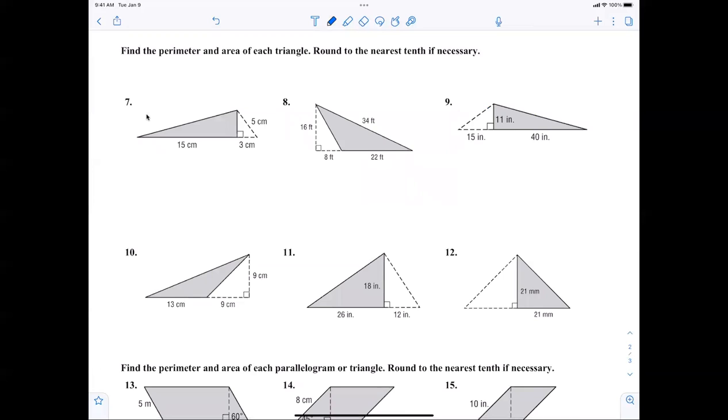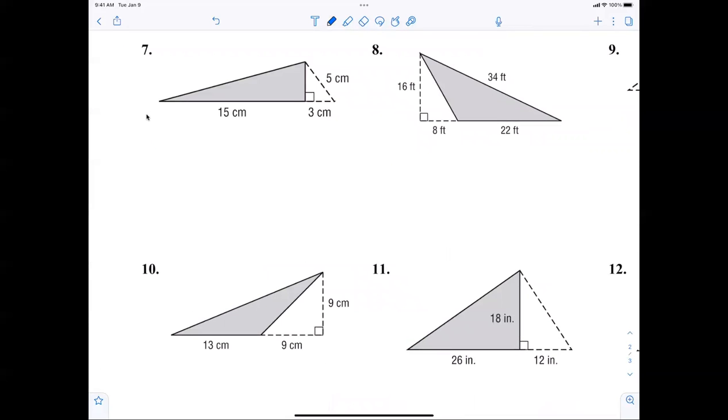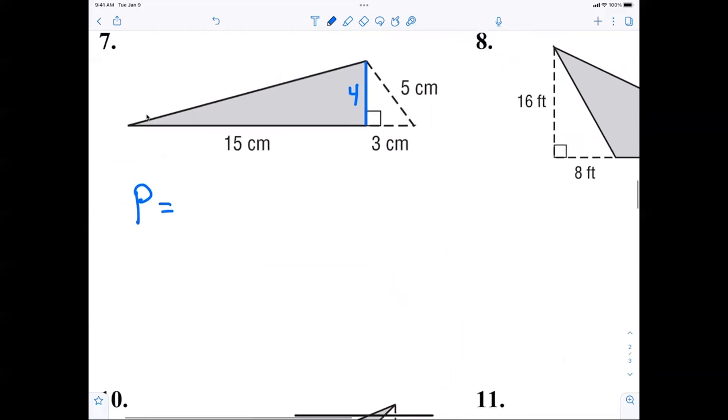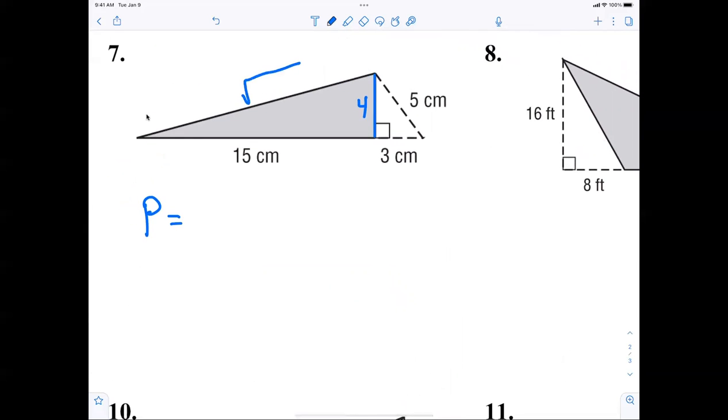Again, we're finding perimeter and area. All right, so perimeter is kind of annoying here. So what is this length right here? Of course, everybody knows that without doing any work, right? 4. That's 4. And then the hypotenuse is obviously, because 4 and 15 are not perfect squares, square root of 241. That's what I got.